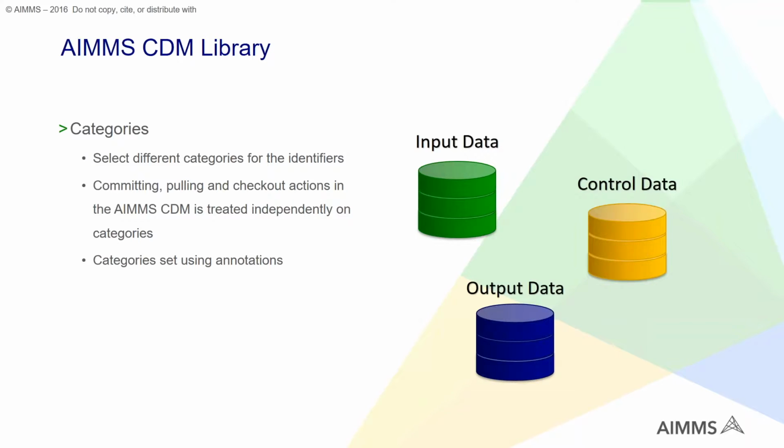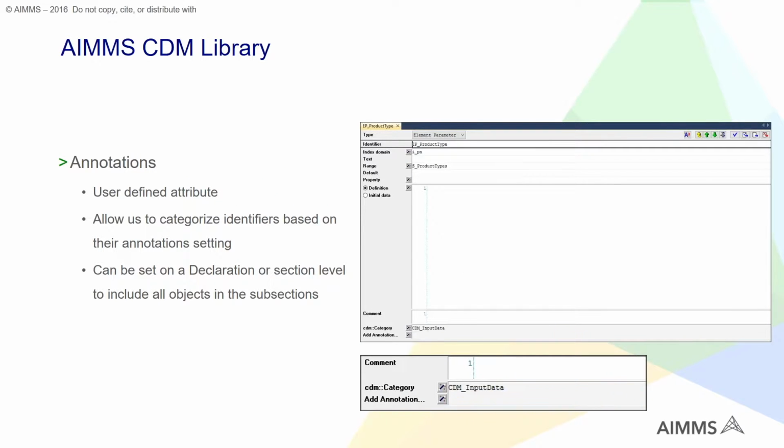To set these categories, as I said before, we use annotations. And annotations, we have introduced them before in our prior webinars, but only recently, so many of you might not already know what they are. But the annotations are user-defined attributes that we have added to identifiers and procedures in the model once we add the AIMS CDM library.